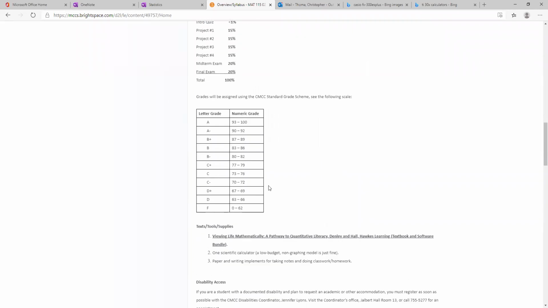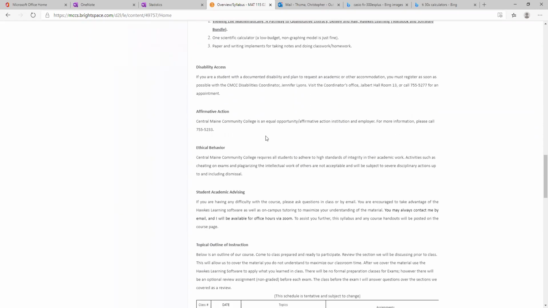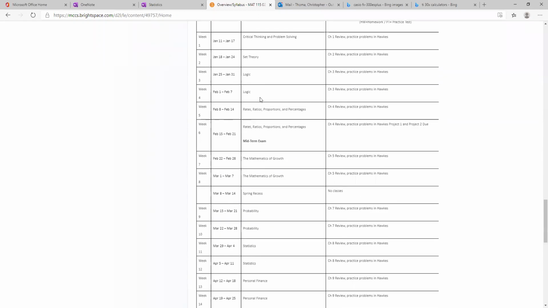But our grading scale, that's just the default CM grading scale. I just literally copied it from what CM said we should use. So hopefully all instructors are using that, but I doubt they are.